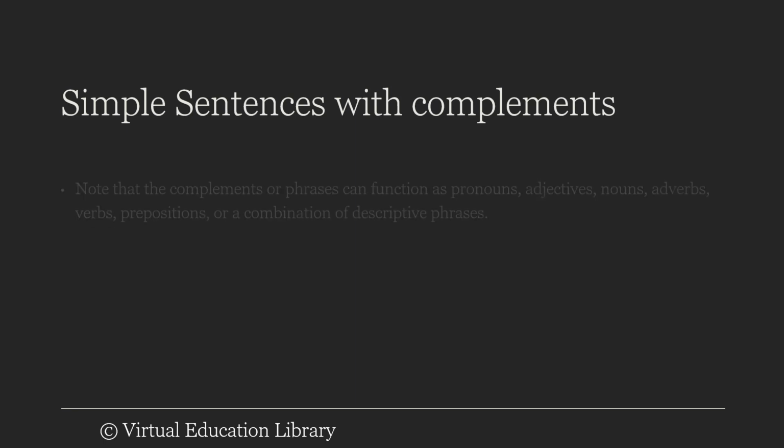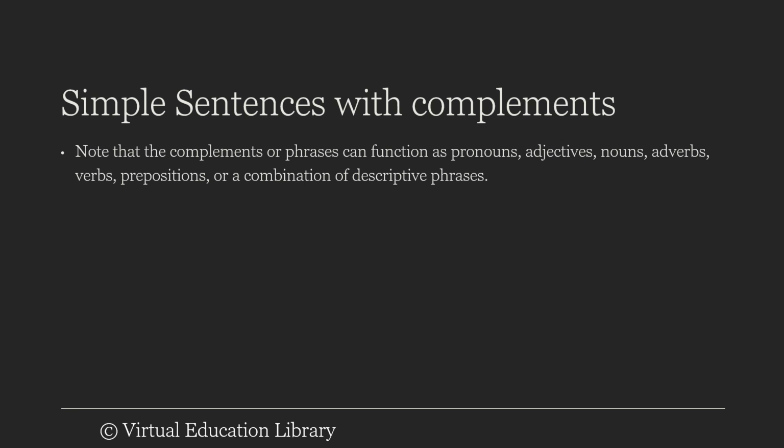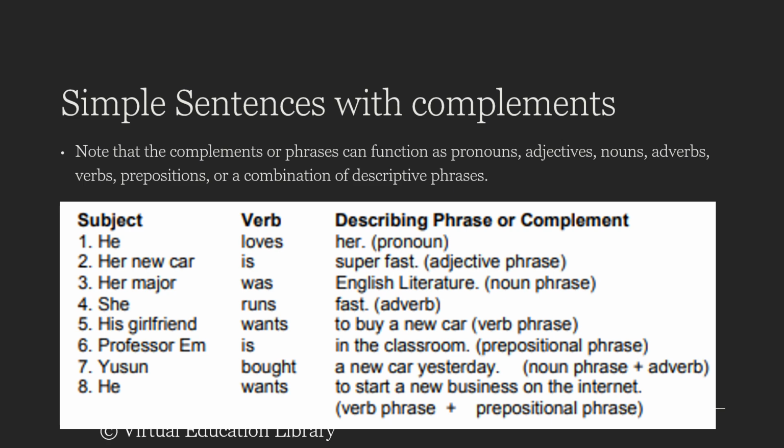Simple sentences with complements. Note that the complements or phrases can function as pronouns, adjectives, nouns, verbs, adverbs, prepositions, or a combination of descriptive phrases. Here are a few examples of how a simple sentence contains a complement or describing phrases. He loves her. So he loves and the complement is her. Her new car is super fast. Her major was English literature. She runs fast. His girlfriend wants to buy a new car.